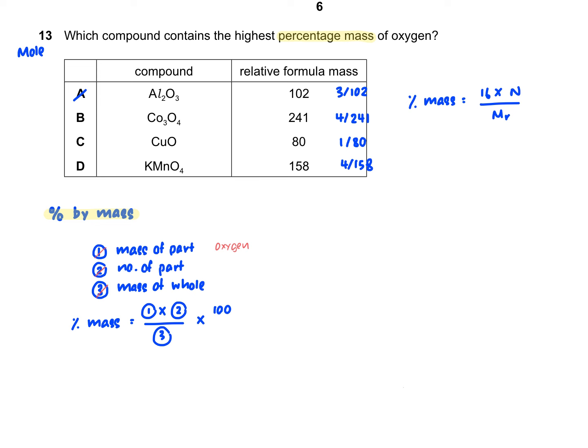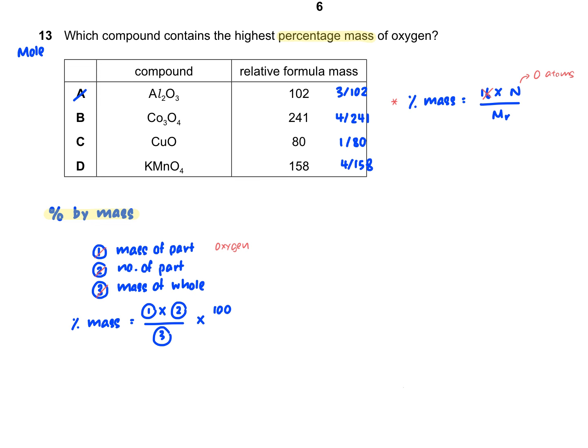Okay, so the formula for percentage by mass of oxygen will look something like this, where N is the number of oxygen atoms. Now, given that the mass of the part, the relative atomic mass of oxygen, is the same in all cases, you can ignore 16, all right? Rather, you just compute the number of oxygen atoms over the relative formula mass for all four options and see which one gives you the largest value, and that would be the correct answer.